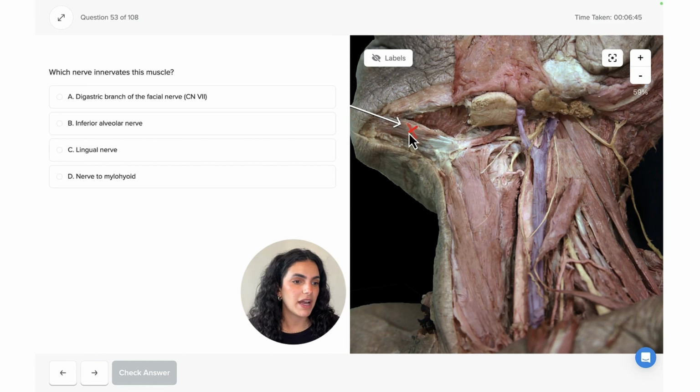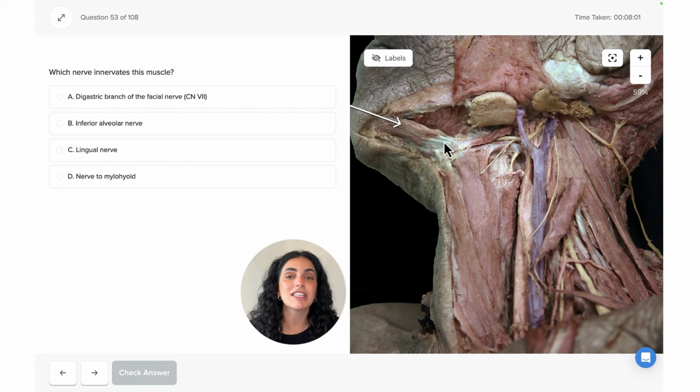This anterior belly is going to originate along the aspects of the mandible, more specifically on the digastric fossa of the lower portions of the mandible, and then we'll go ahead to insert on that intermediate tendon. The posterior belly, however, will originate a bit further. We can't actually follow it all the way to its origin point, but it will originate along the mastoid notch of the temporal bone and then eventually insert onto that intermediate tendon.